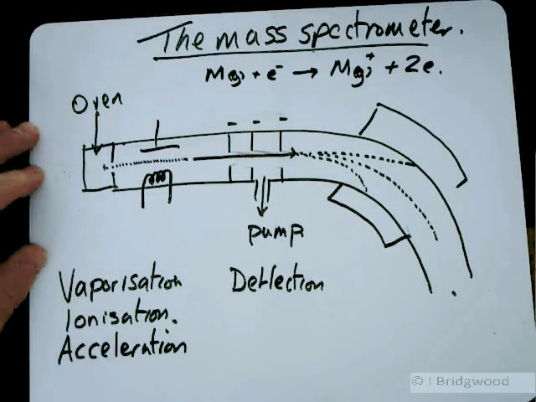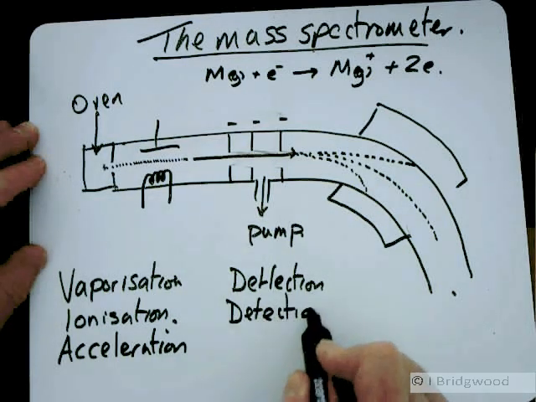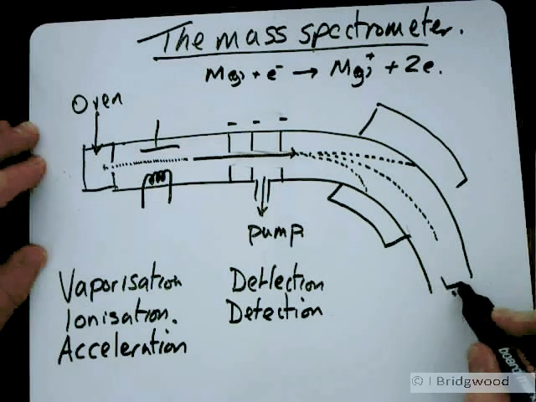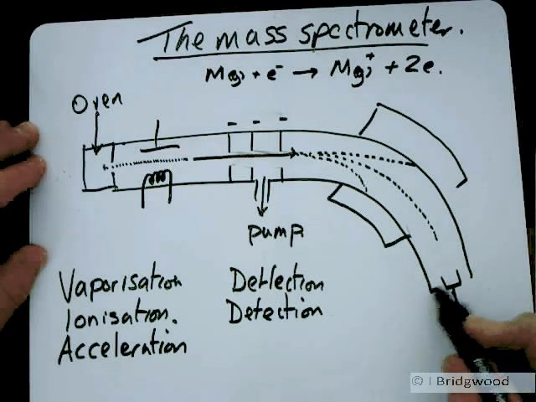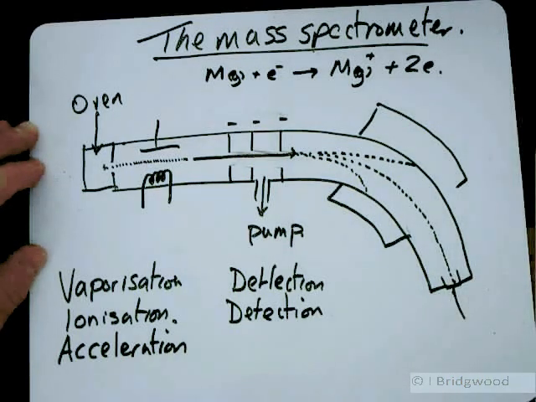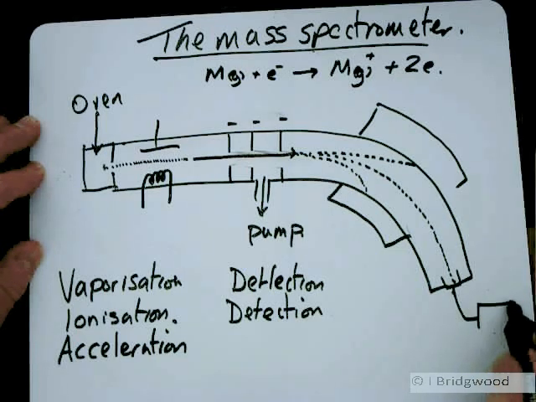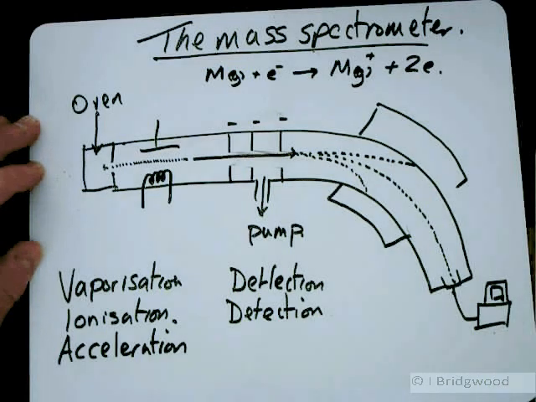And the final step is detection. Here's our detector. Again, a negatively charged plate, which when our positive particle hits it, picks up an electron and produces a flow of current. So that can then go to our computer to be displayed. That basically is our mass spectrometer.